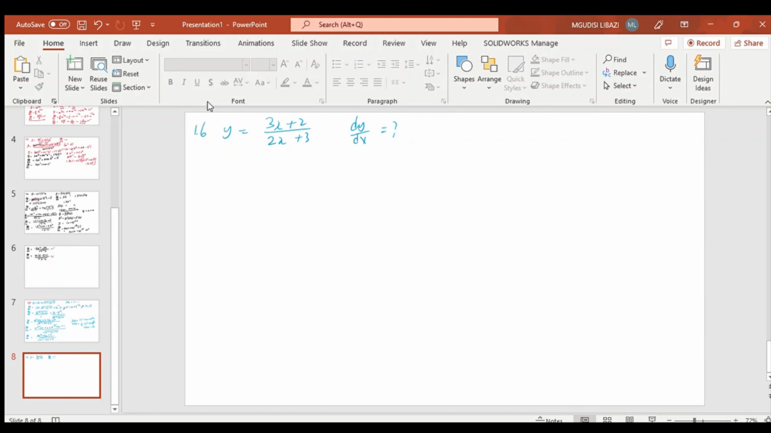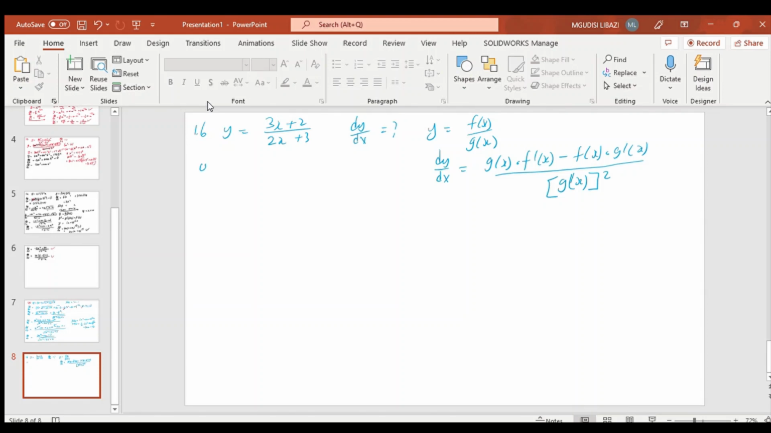To find dy over dx, you can see that we need to use the quotient rule. The quotient rule says that if we have y equal to f of x divided by g of x, then y prime, or dy over dx, is: take the denominator g of x as it is, multiply by the derivative of the numerator f prime of x, then minus f of x multiplied by g prime of x, and then we square the denominator. This is how we can find the derivative.